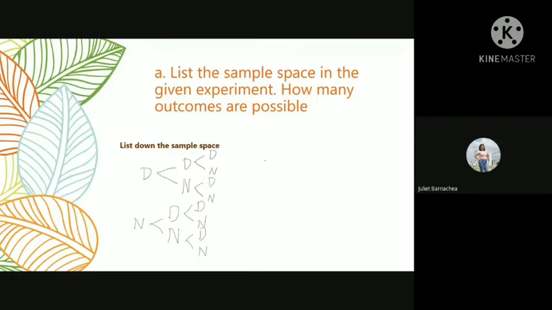Ilista natin sila ngayon. Possible outcome, PO. Tapos, value of the random variable, X.